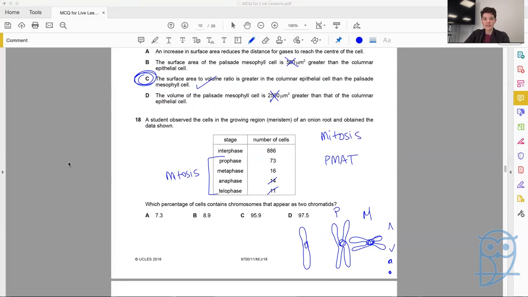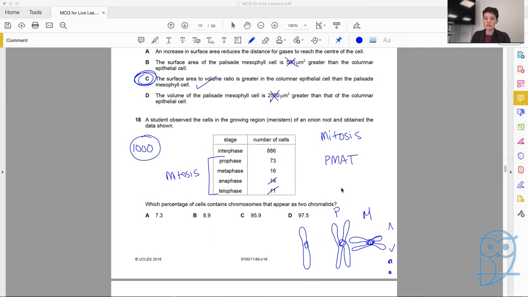So have a think about what you're looking at. So let's get our total number of cells. Our total number of cells would be 886 plus 73 plus 16 plus 14 plus 11, giving us 1,000 cells. Okay, so we have a total of 1,000 cells. So, how many of these have the two chromatids?